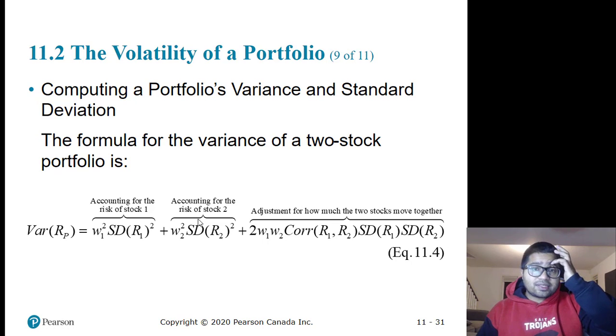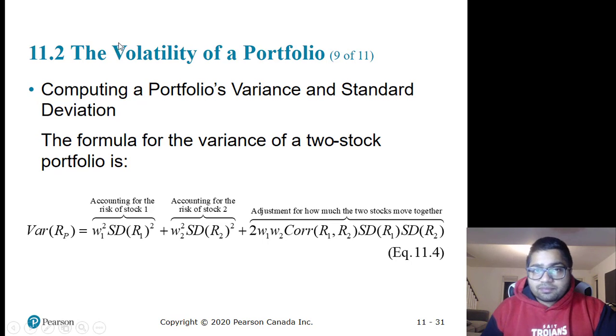Now, what is the volatility or risk of a portfolio? So risk of a portfolio is given by first calculating variance. So variance of portfolio equals weight of asset A squared, standard deviation of asset A squared, plus weight of asset B squared, standard deviation B squared, plus 2 into weight of asset 1, weight of asset 2, correlation between A and B, into standard deviation of A, standard deviation of B.